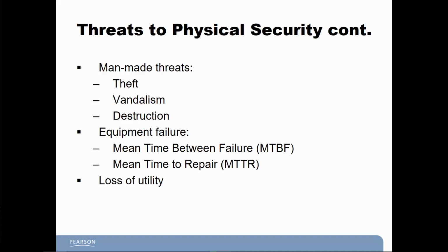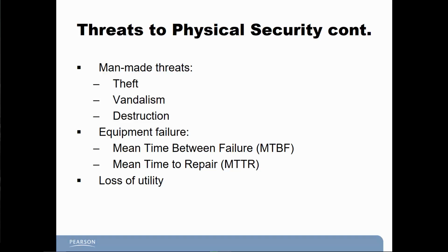Equipment failure. We're looking at two big things: mean time between failure and mean time to repair. For example, if I'm looking at buying a new hard drive, what's the average life of it? What's going to be the first time before it fails? That's our MTBF. If I'm looking for repair, how quickly can I get it repaired? That's the mean time to repair. Next, loss of utilities. That could be loss of cooling, loss of power, loss of water, loss of whatever utility that is needed.